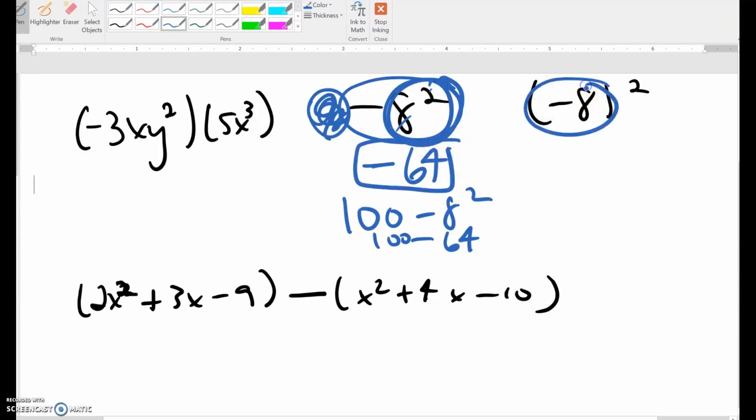This is a parenthesis saying it's all squared, including the negative. So it's saying you have 2 sets of that, which is a positive 64. Most of your calculators should do this.